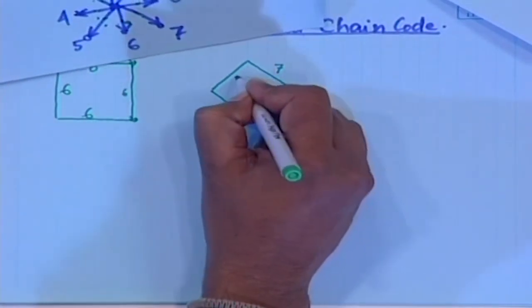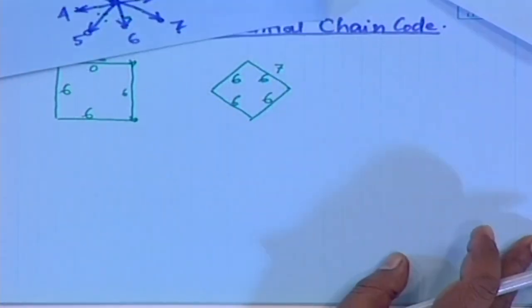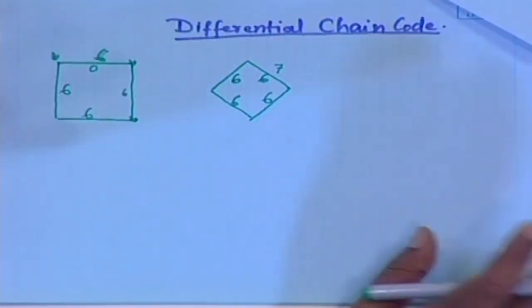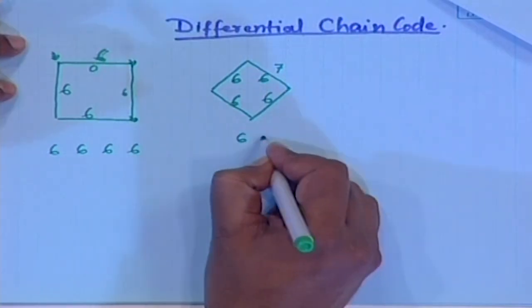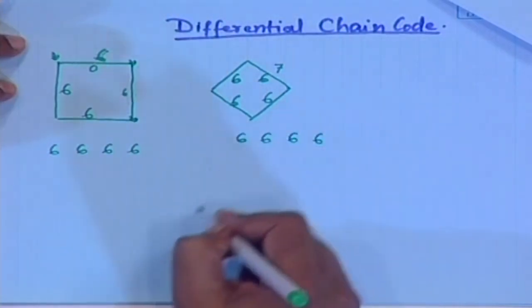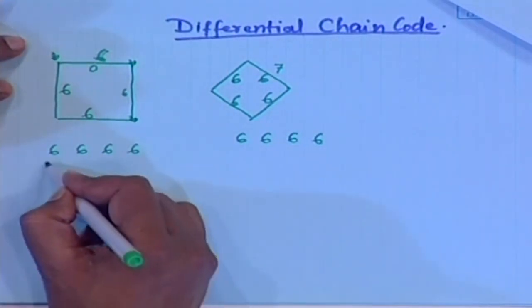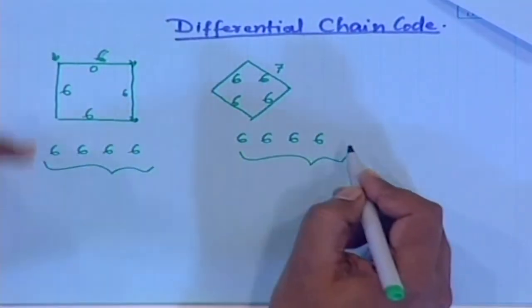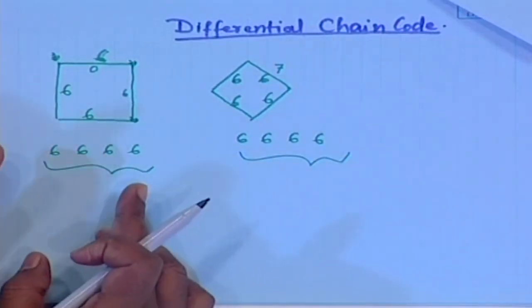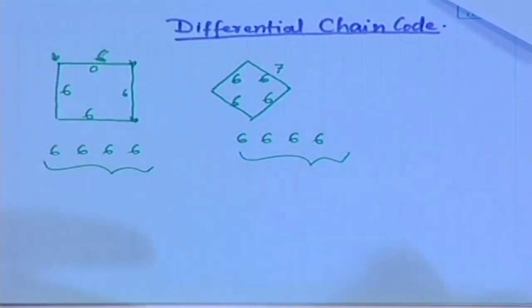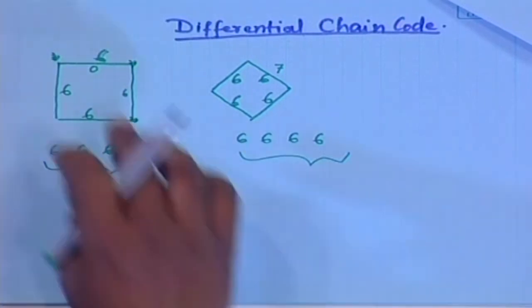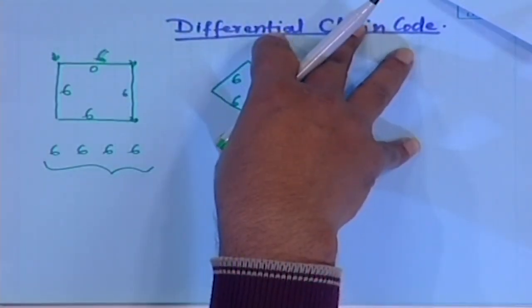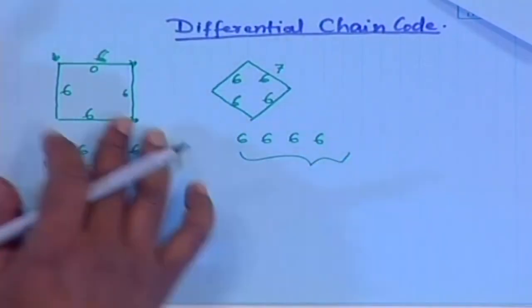So likewise, if you continue, you find that all these directions in the differential code will be 6 only. So this becomes 6, 6, 6, 6. This also becomes 6, 6, 6, 6. The codes are identical. Now it has become very simple, only 6s, simply because my figure is simple. If the figure is a complicated or an arbitrary figure, my code will not be as simple as that.